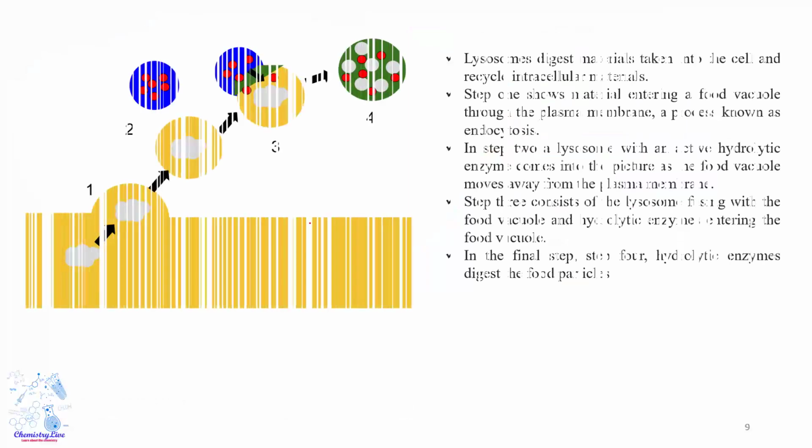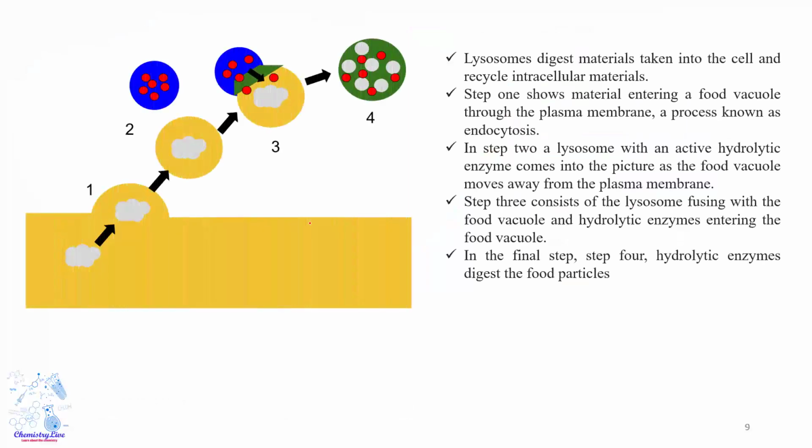Next, the slide is about how the lysosome works. This is an important part, and it is easy for us to understand here. The lysosome digests the material taken into the cell and recycles intracellular material. In the first step, material enters a food vacuole, meaning a stomach or food pouch, through the plasma membrane, a process known as endocytosis.